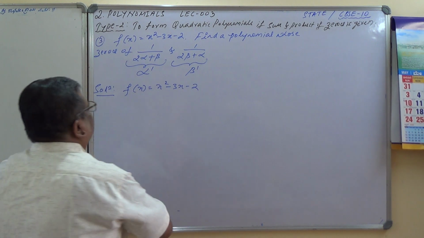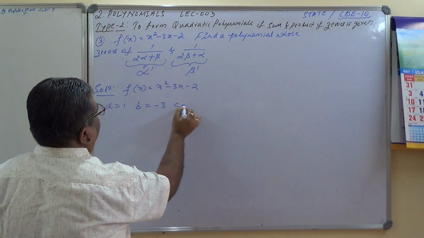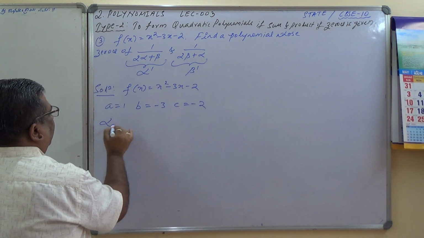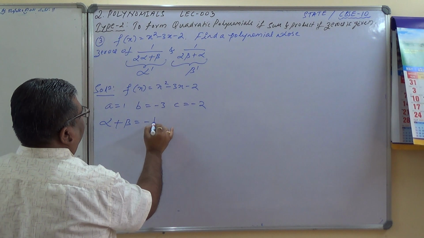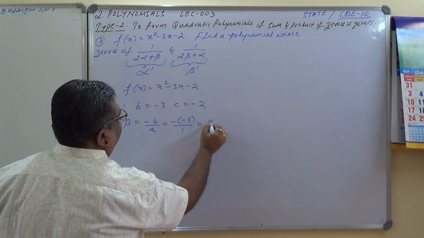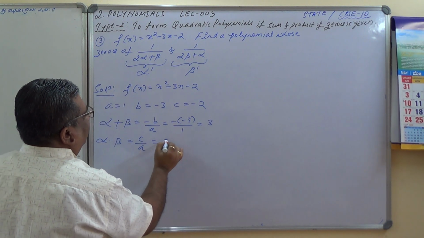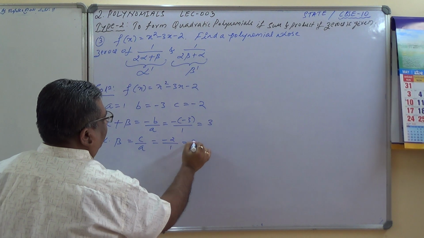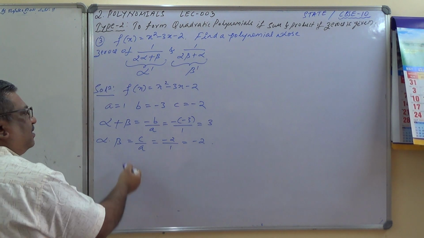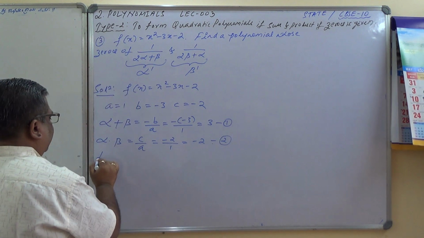So let's see. a equals 1, b equals minus 3, c equals minus 2. Alpha plus beta equals minus b by a, minus of minus 3 divided by 1, which is 3. Alpha into beta equals c by a, which is minus 2 by 1, which is minus 2. You have got the sum of zeros and product of zeros. Mark this as 1, mark this as 2.